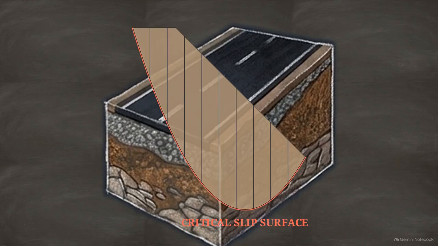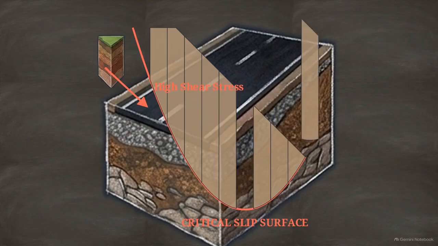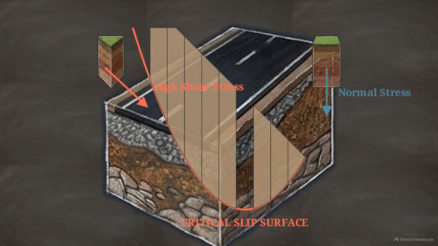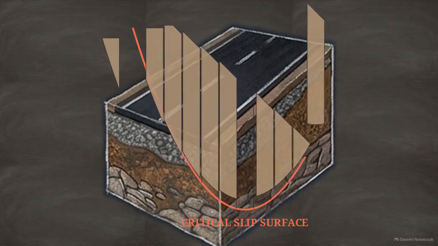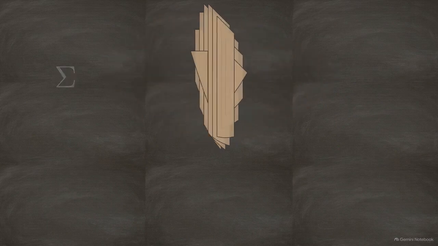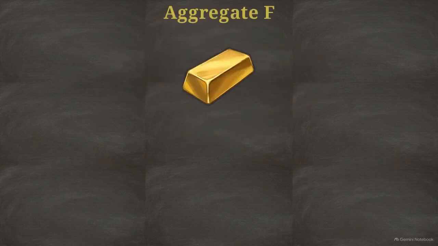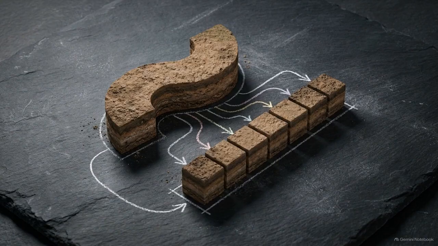Because the failure plane is a curve, the physical geometry changes across the arc. The base of a slice near the top of the slope sits at a steep angle, generating high downward shear stress. But a slice near the bottom sits nearly flat, contributing primarily normal stress. By calculating the weight and angle of each slice individually and then summing those forces together, engineers can accurately compute an aggregate factor of safety for that specific curve. Analyzing rotational failure requires breaking a complex curve geometry down into linear, manageable segments.